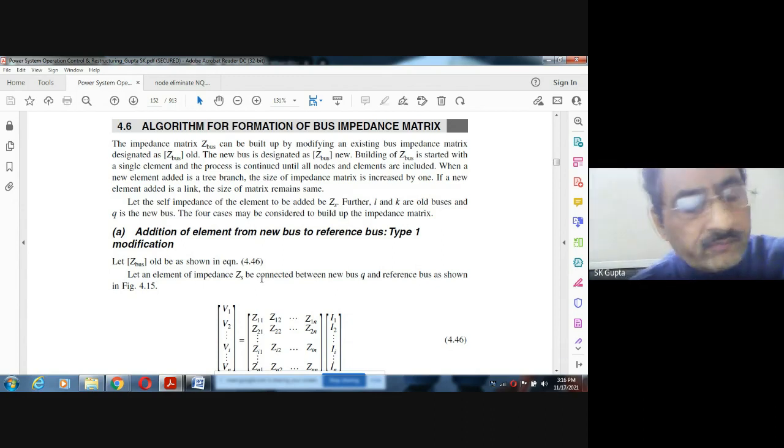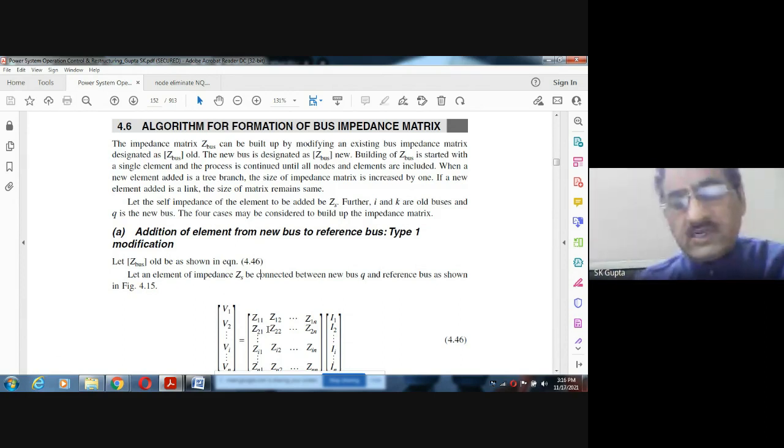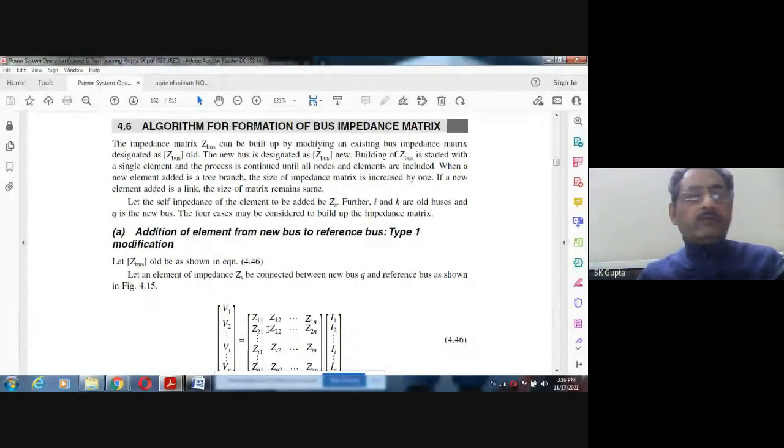So we will take one transmission line at a time, and since it is a modification technique, we assume in the beginning there is a Z bus already available. So when we take the first transmission line, if the transmission line value is say ZS, since it is one transmission line, the size of the matrix will be one by one, and then it will go on increasing one by one, to two by two, then three by three, like this.